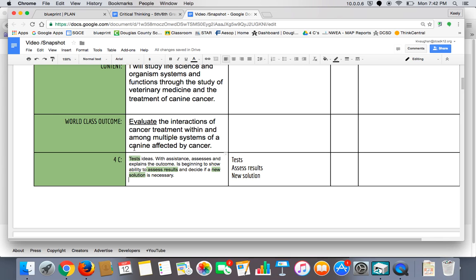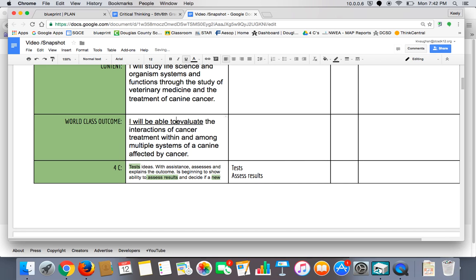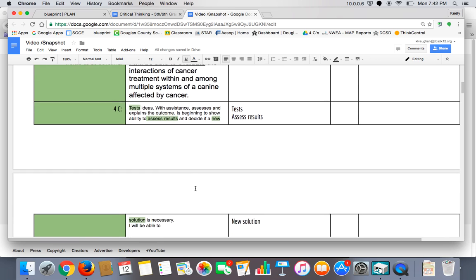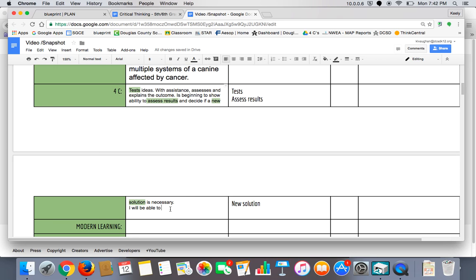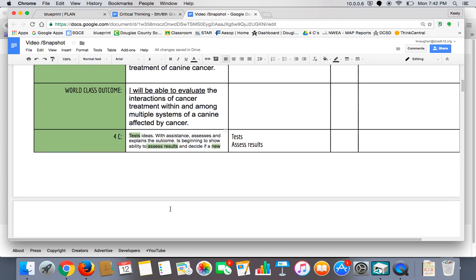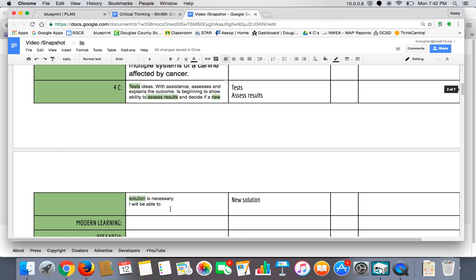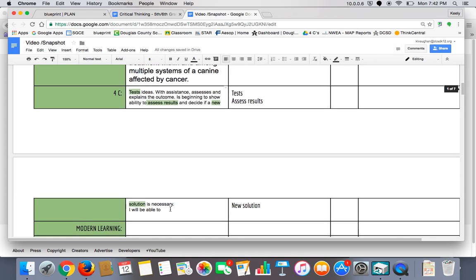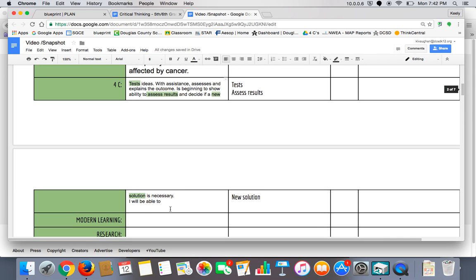So with goals, I'm going to start all of them with "I will be able to," and as I'm reading this, I know that I need to change my outcome up here. There we go. So down here now, I will be able to. I've got tests, assess results, and new solutions. So what is it that I'm testing? What results am I looking at to see if I achieved? And what is my new solution about?